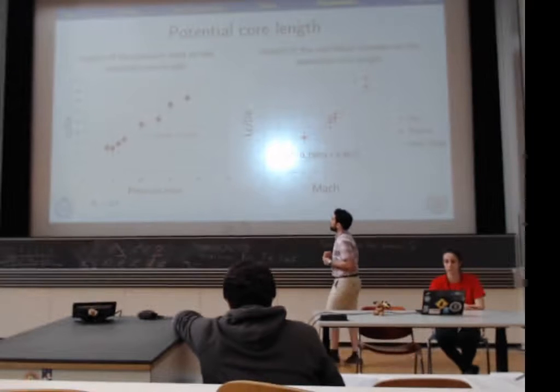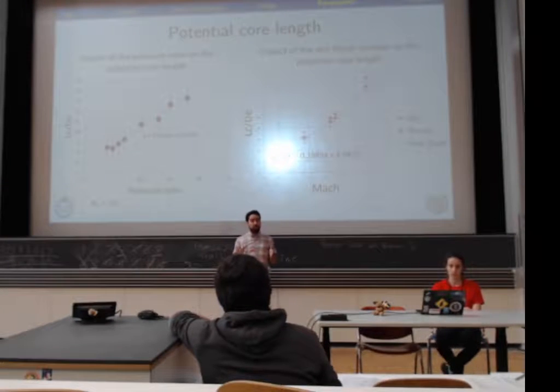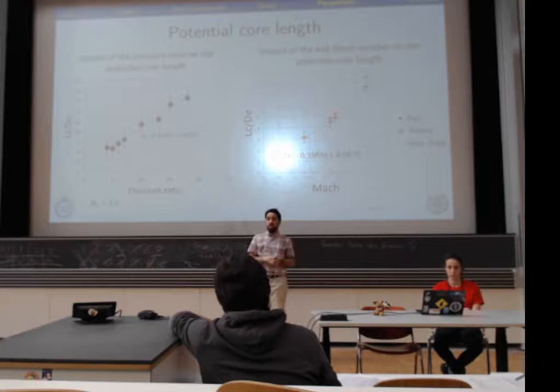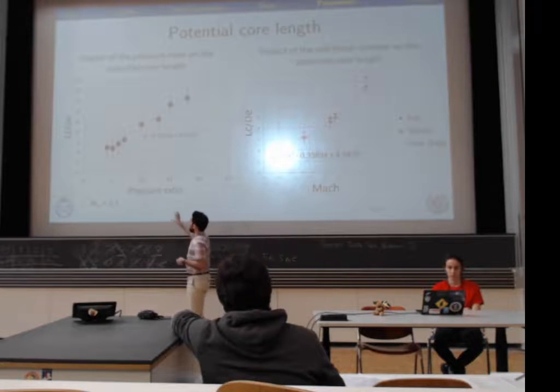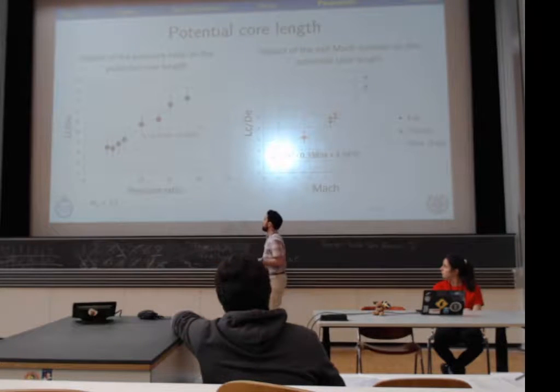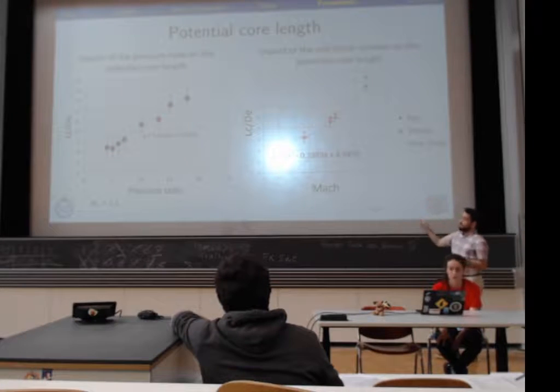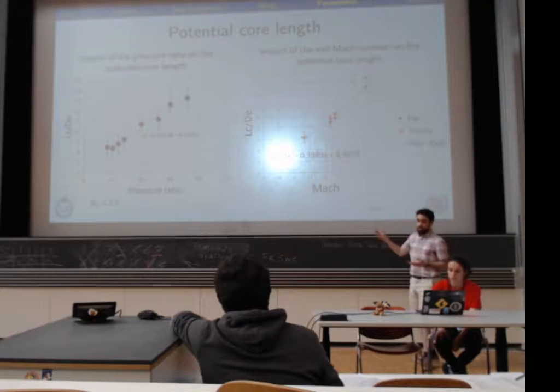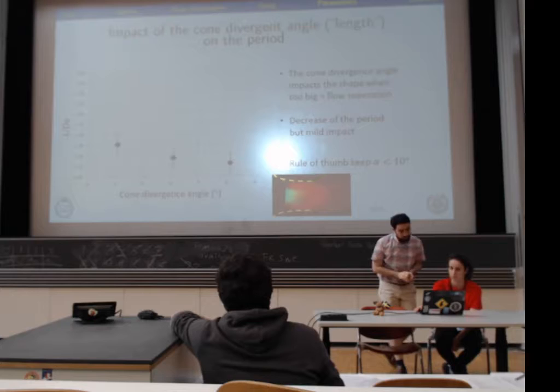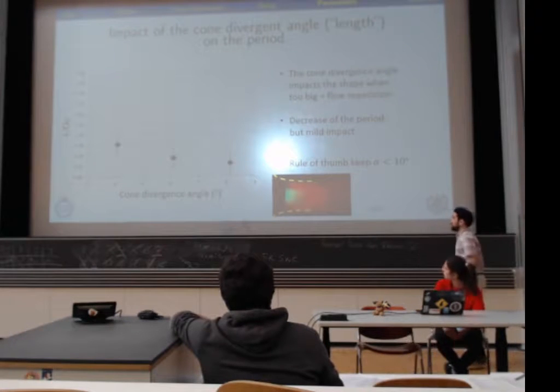So we started to calculate the length of the potential core, which is the distance over which the turbulence is not prominent and we have a very nice supersonic flow. We saw that this ratio is linearly dependent on the pressure ratio. And when we compared the experimental result with the theoretical one by varying the Mach number, we saw that there is a very good fit.